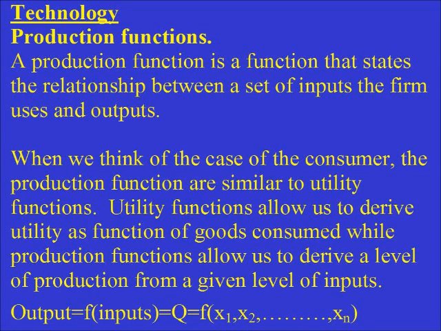We're going to measure technology with a production function. A production function is a function that states the relationship between a set of inputs the firm uses and its output. We can think of the case of the consumer. The production function is similar to the utility function. Utility functions allow us to derive utility as a function of the goods consumed, while the production function allows us to derive a level of production from a given level of inputs. So output is simply a function of the inputs used.